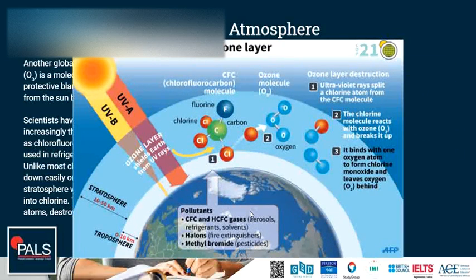We can see it here as an example. We have the chlorofluorocarbons rising into the atmosphere where they are broken down by UV light. The chlorine then reacts with ozone to form oxygen. Ozone is depleted and is not able to block harmful UV rays anymore.